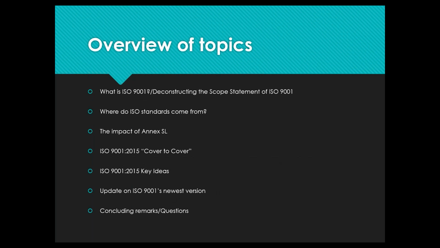Now, our topics for today, we're going to be unpacking what is ISO 9001 and what is its intention by way of the scope statement. We're going to talk a little bit about where ISO standards come from, and we're going to introduce an item that is referred to as Annex SL and unpack how this has an impact on ISO 9001 and many, many other standards. We'll talk briefly about ISO 9001, cover to cover, give you a sense of what's where. Then the primary thrust of this presentation, the key ideas of ISO 9001, try to give you a high-level view of what its key themes are.